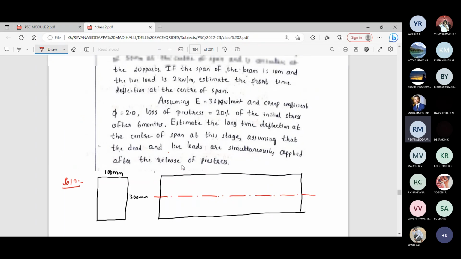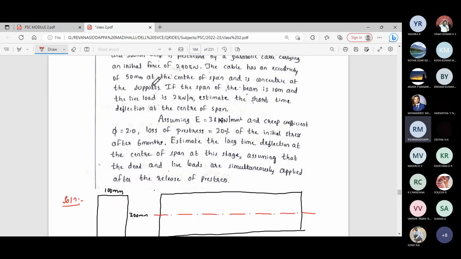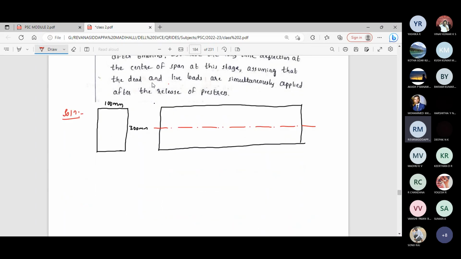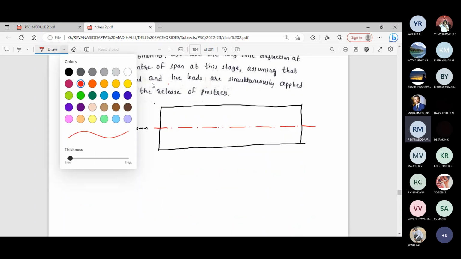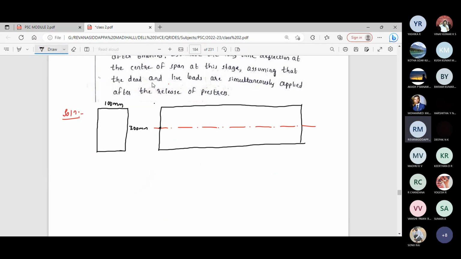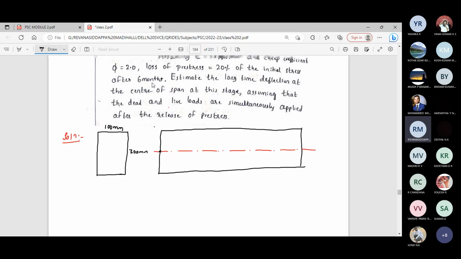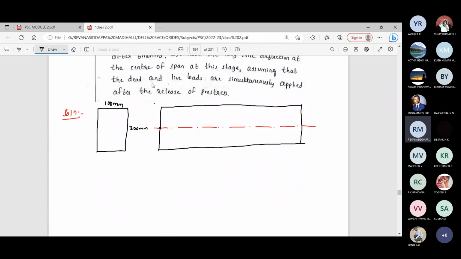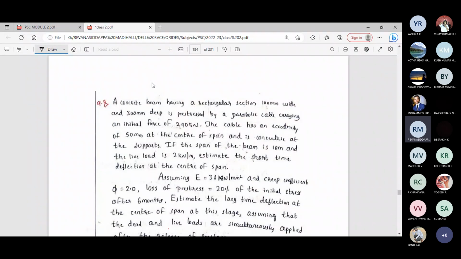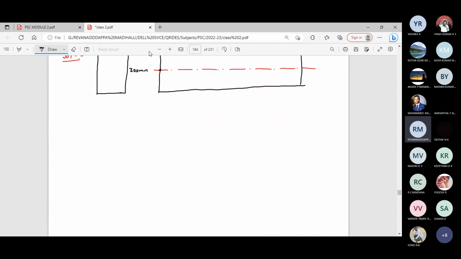What he says is the cable has an eccentricity of 50 mm at the center of the span and is concentric at the support. Concentric at the support means there is no eccentricity at the support, and he says 50 mm at the center of the span. And the profile of the cable is parabolic. So I'll draw the parabolic cable with 50 mm eccentricity at the center of the span.